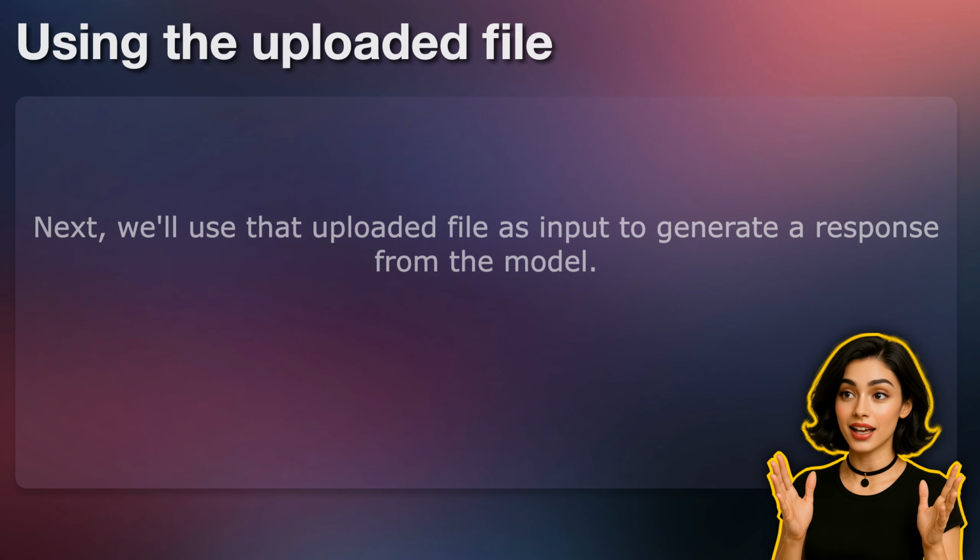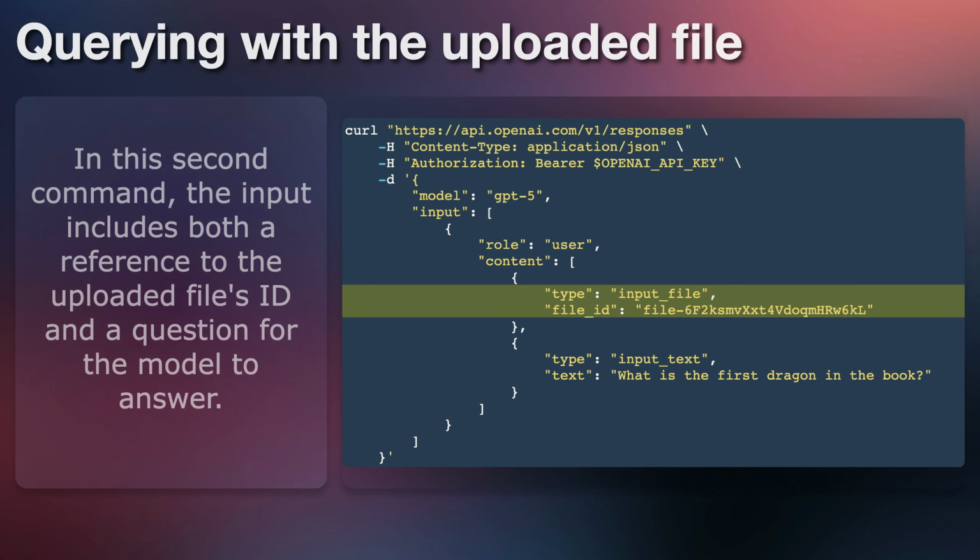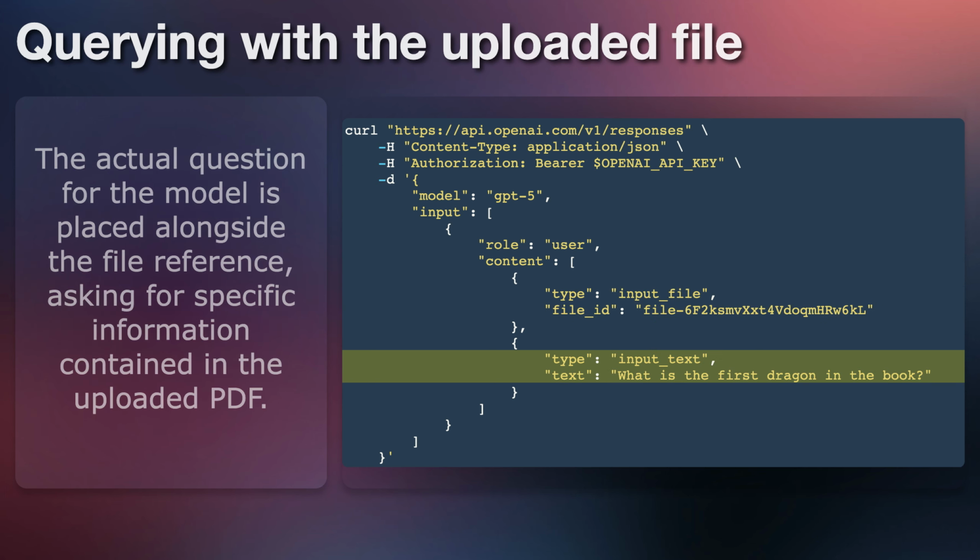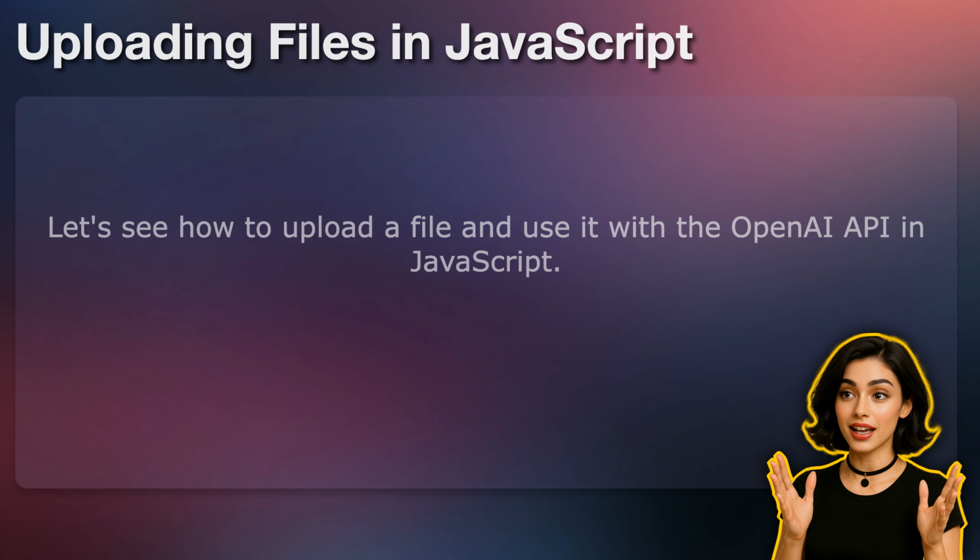Next, we'll use that uploaded file as input to generate a response from the model. In this second command, the input includes both a reference to the uploaded file's ID and a question for the model to answer. The actual question for the model is placed alongside the file reference, asking for specific information contained in the uploaded PDF. Let's see how to upload a file and use it with the OpenAI API in JavaScript.